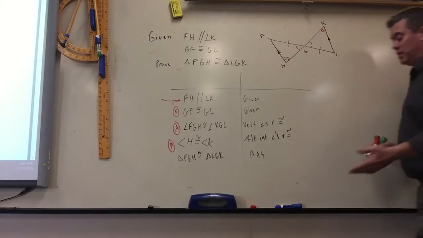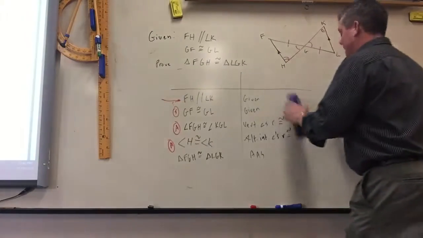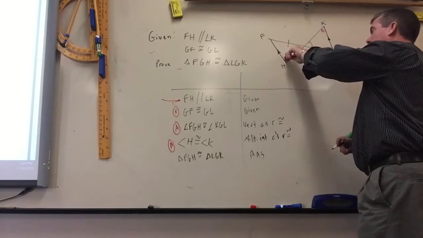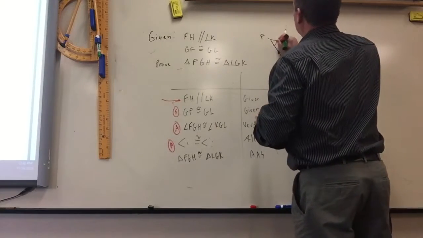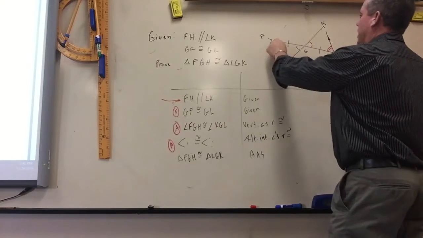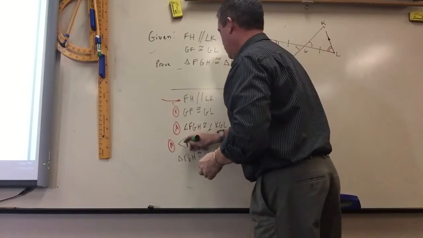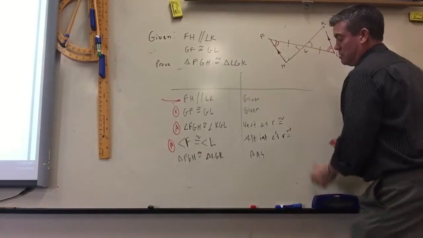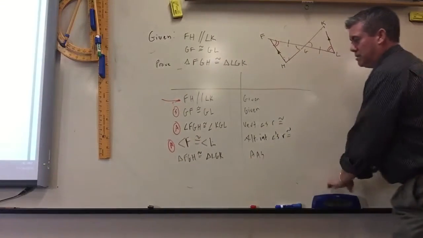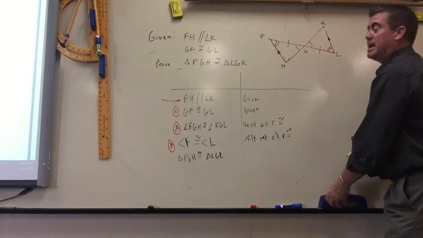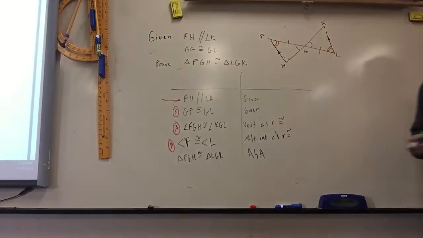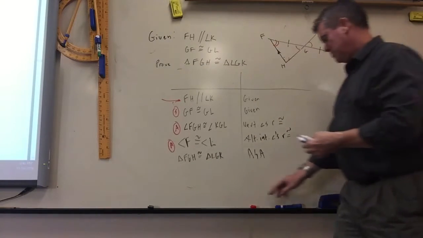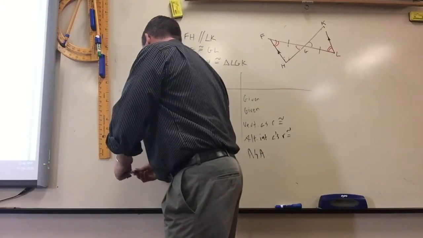I could have done this proof another way. Sometimes there's more than one way. If I wouldn't have done these two interior angles, if I would have changed it to these two, angle F is congruent to angle L, that changes, it's still two angles and a side, but now it's angle, side, angle. So either way would be correct. Okay? So we got a worksheet. One half the proofs are partially done for you, and the other half you got to do.